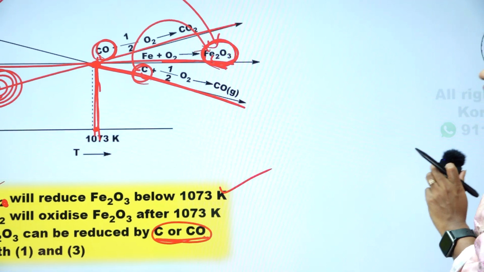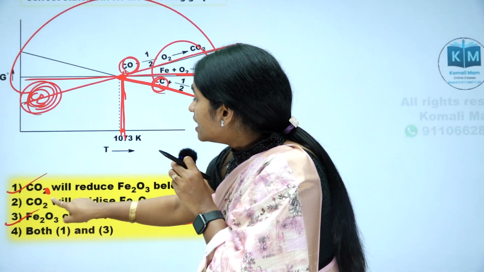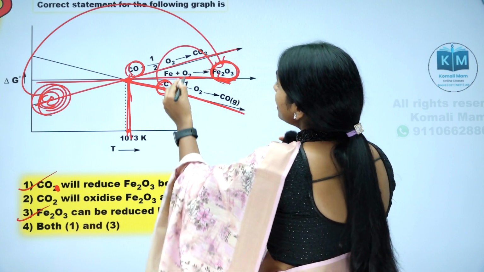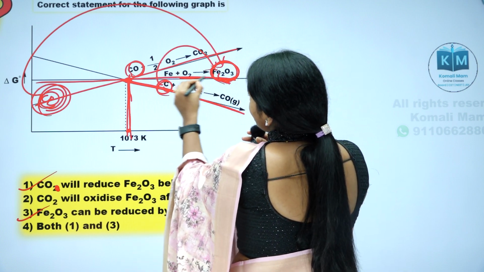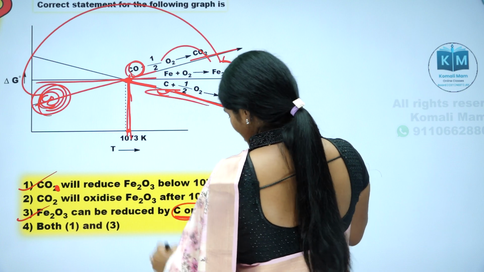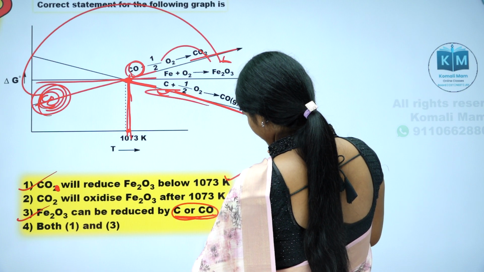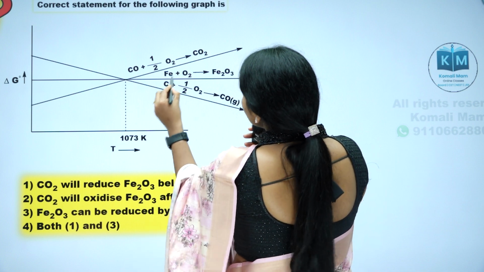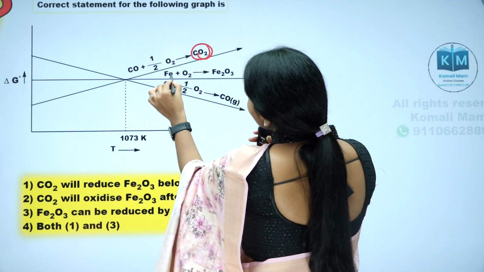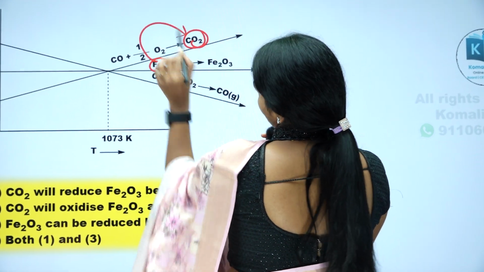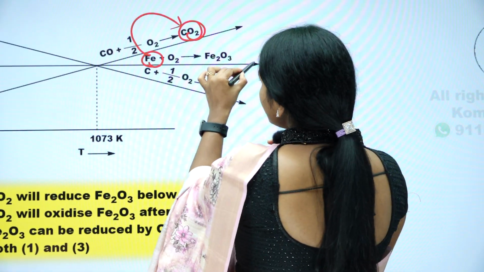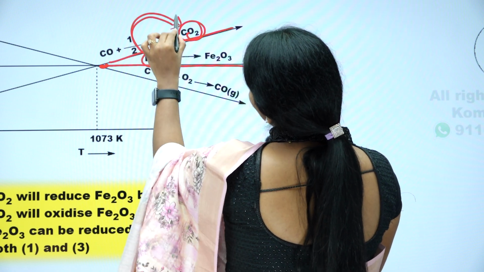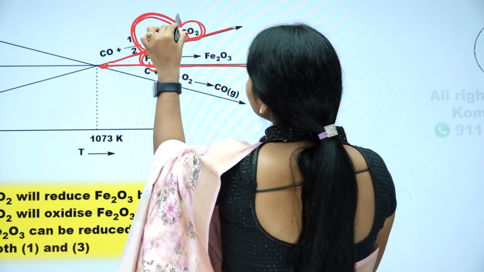Now see the next one. Here they have given the second option: CO2 will oxidize Fe2O3. See this line. CO2 is there. This Fe will reduce this, correct? The one which is down has the ability to oxidize the above one. So Fe can reduce CO2.